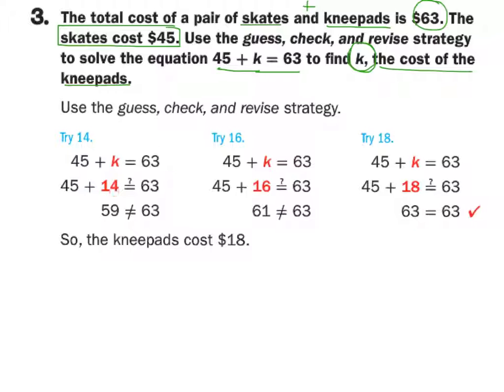So 45 plus 14 is 59, so that's too low. They said let's guess again and do 45 plus 16. That ended up being $61, which is not the same as 63. So we need to guess and check again. They picked 18 because they knew they needed to get 2 higher. So 45 plus 18 is 63, and those are equal. So the cost of the knee pads was $18, or we could say that k is equal to $18, because we know that $45 plus 18 is 63.